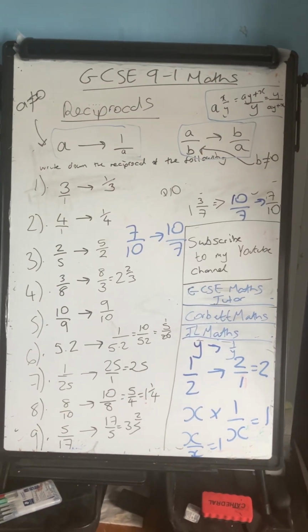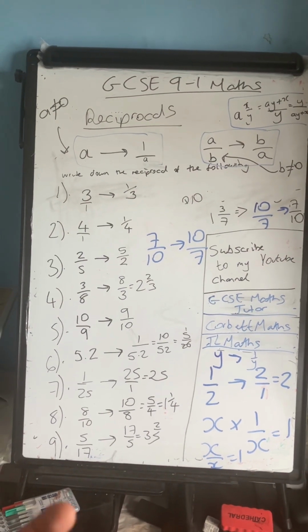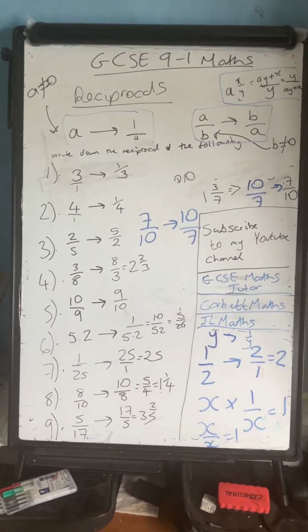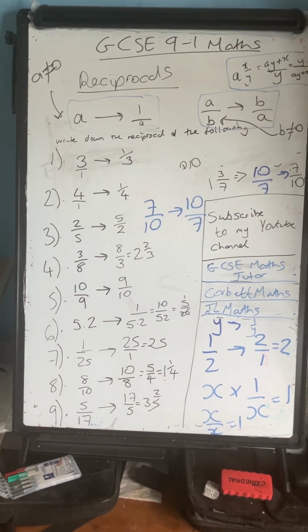Obviously, if it gives you a decimal, then you would change that decimal into a fraction by your knowledge of fraction, decimal and percentage equivalence, and then take the reciprocal from there.